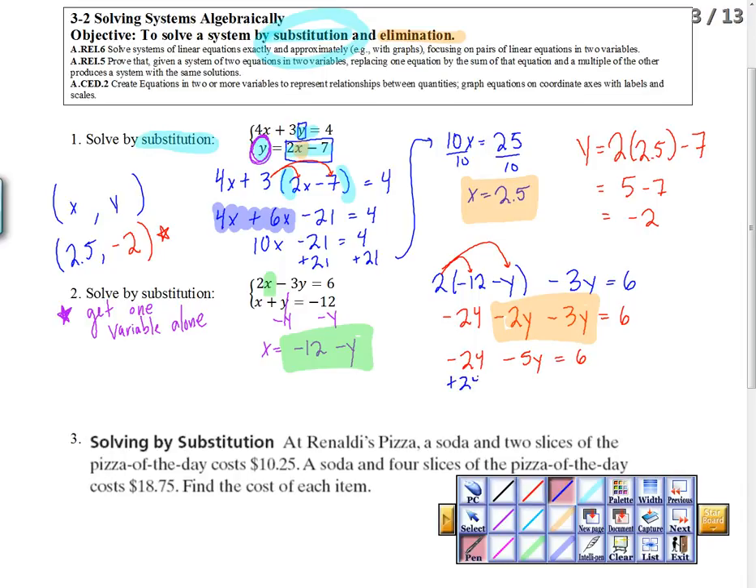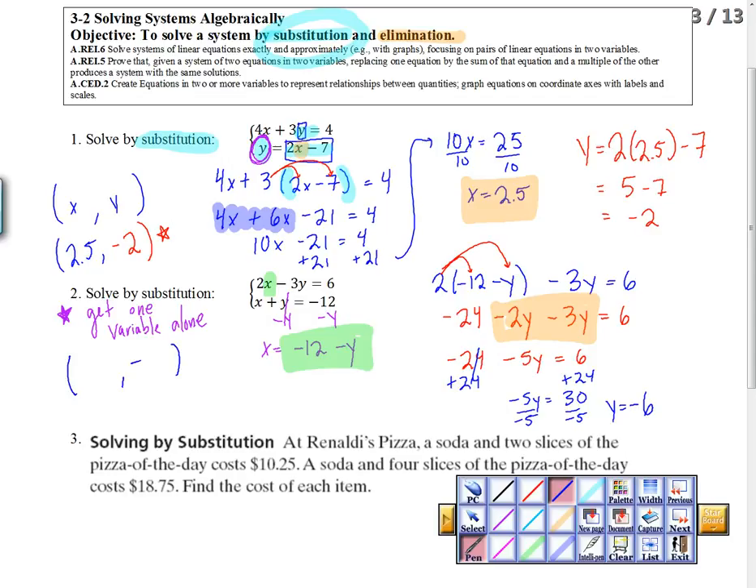Add 24. Those cancel. Negative 5y equals 30. Then last step for solving for y, divide by negative 5. And my y equals negative 6.